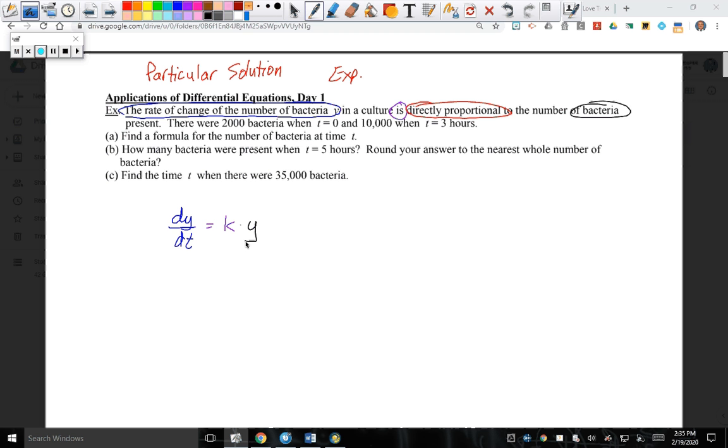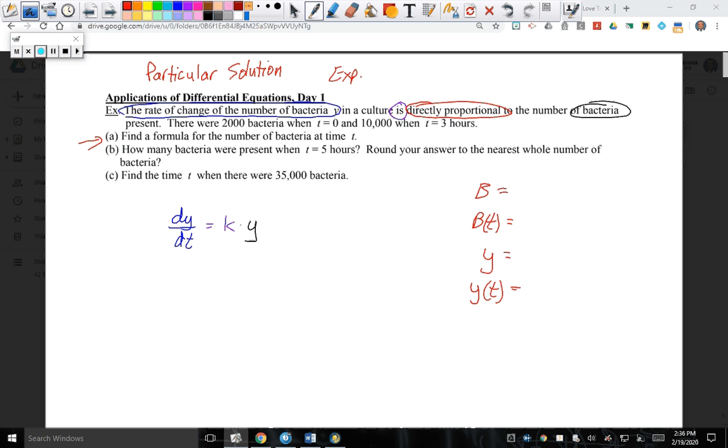Okay, here we go. Our goal is to find a formula that will give me the bacteria at any time. If you chose b as your variable instead of y, you'd have b. You could have b of t, which is the same thing. This is the same thing as y, this is the same thing as y of t. Okay? Our goal is to find that function that it came from.